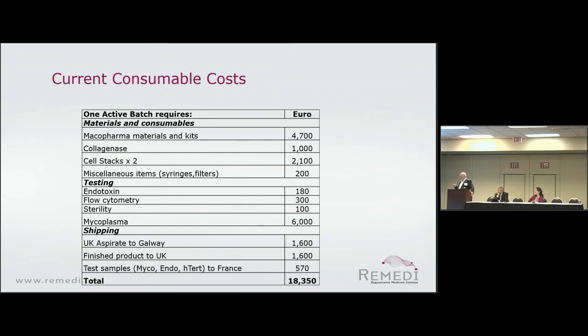Just for those that may have an interest in the economics of this, the cost of an autologous cell preparation is extremely high, and one of the barriers to moving this forward on a large scale is the high cost. So currently in Europe it costs us about 18,000 euros per patient batch for producing this autologous product, and that's really not sustainable on a bigger scale. So that's one of the things we're addressing. We think that we need to bring this cost down to about 25% of what it currently is.